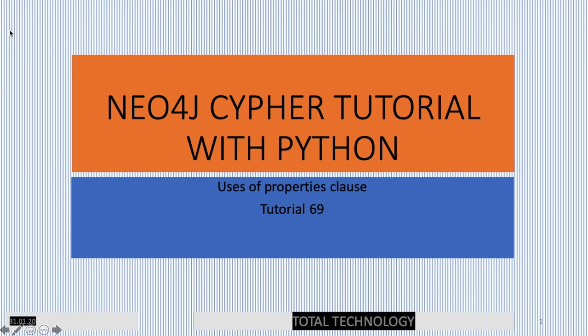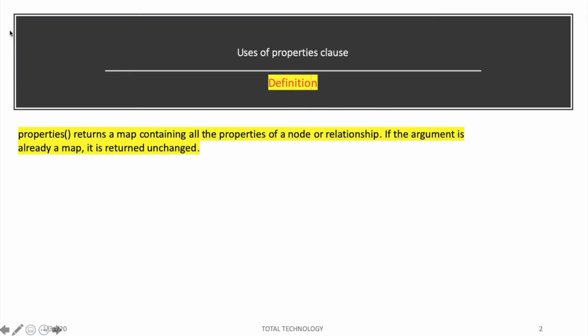This is tutorial 69 and today's topic will be on properties clause. So this is again going to be a very simple thing, one liner code, but I will explain to you what the uses of this properties clause are. First let me explain the definition. Properties returns a map containing all properties of a node or relationship.